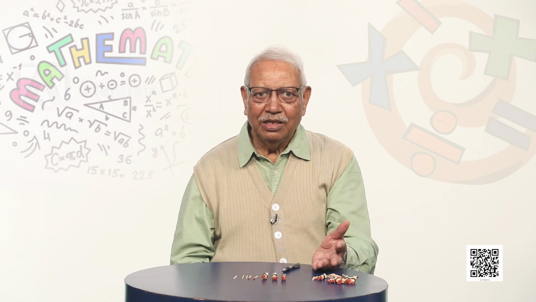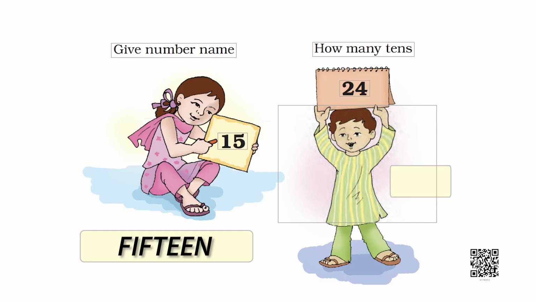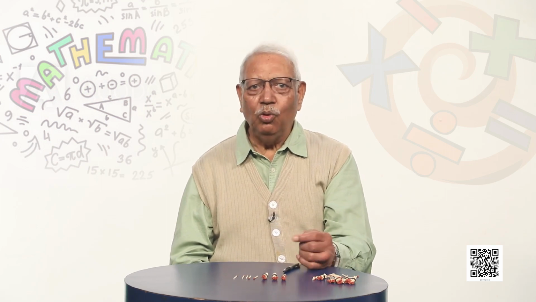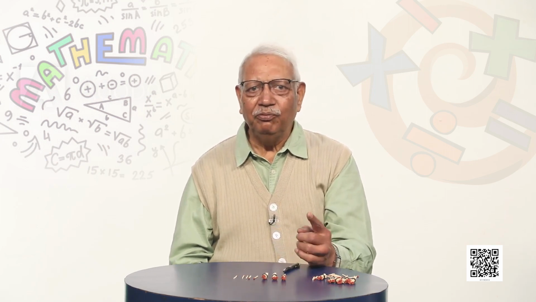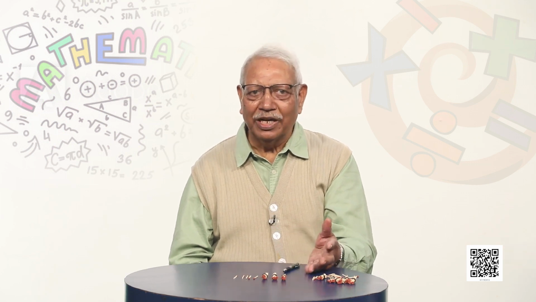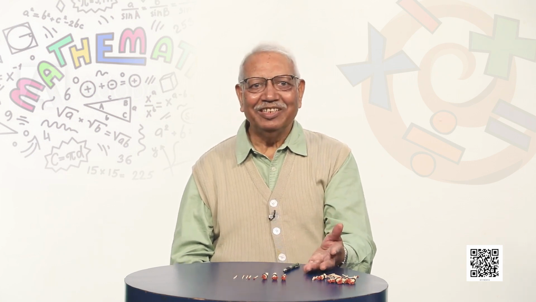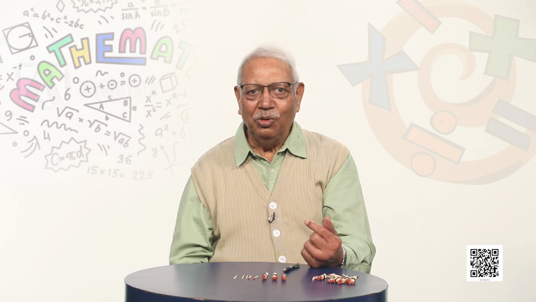In this number, how many tens are there? Yes, there are 2 tens. And how many ones are there? 4 ones. So, let us count. 2 tens means 10, 20 and count forward 4. So, 21, 22, 23 and 24. So, this number will be spoken as 24. It is so easy to speak, so easy to compare.